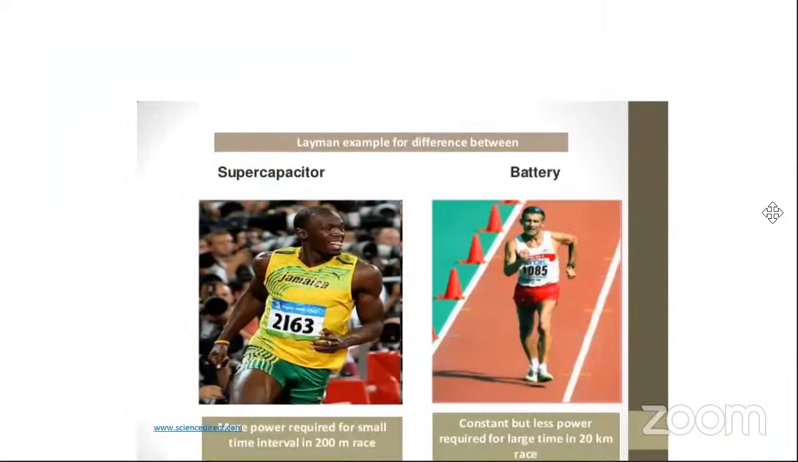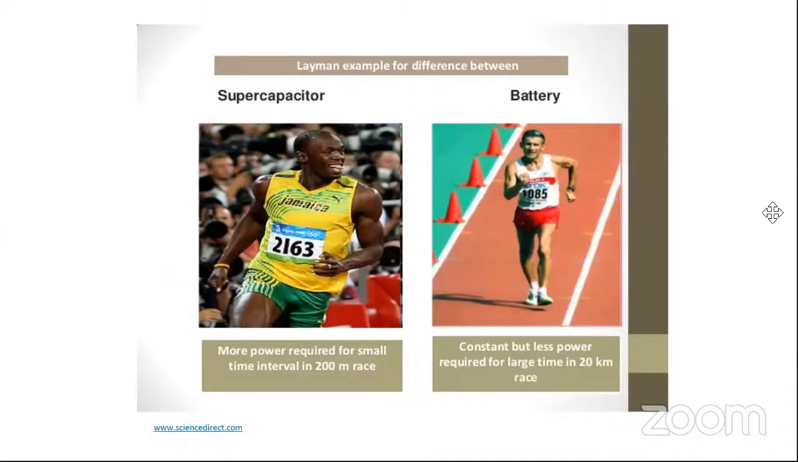For an example of how we can separate the supercapacitor and battery: if we are going for a 200-meter race, we can consider that a supercapacitor, because there we need more power to finish it faster. But if you are going for a 20-kilometer marathon, we need more energy to finish it. So it is like a battery. It has a long life, running for a long time once it is charged.